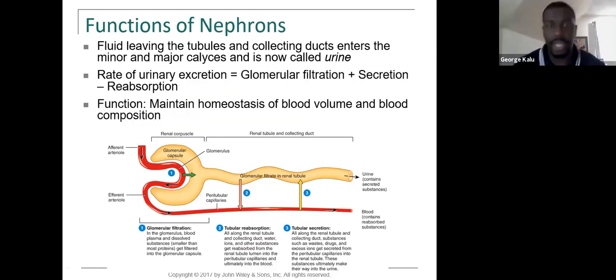Okay. So these are the three processes. So any fluid that exits out of the renal tubules after all these different processes have occurred will eventually become the urine. Okay? And so in order to determine what is going to become urine, basically what you take is everything you filtered out, you add it to whatever you secreted, and then you subtract whatever was reabsorbed. Whatever is left over is going to get excreted out as your urine. So that's going to be what is considered your rate of urinary excretion. And again, the whole function here is to help regulate and maintain your blood homeostasis, namely your blood volume as well as the blood composition.